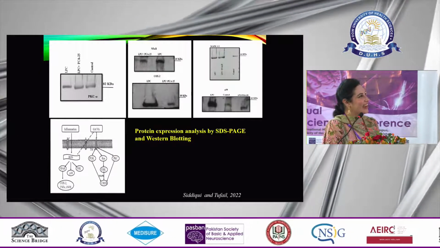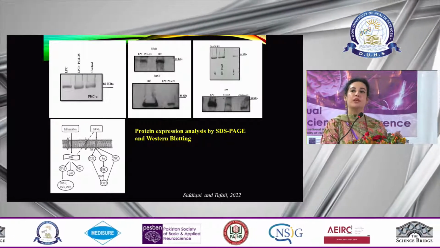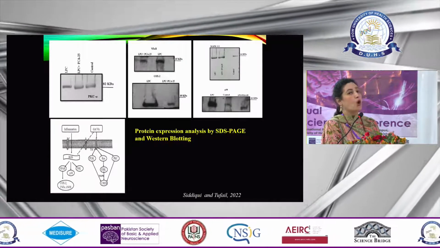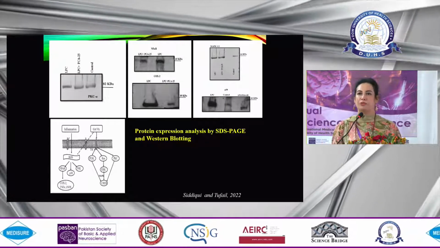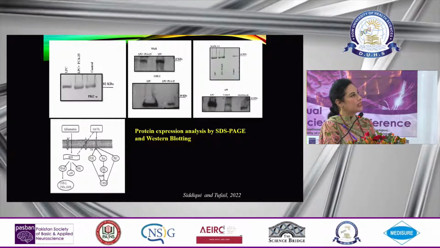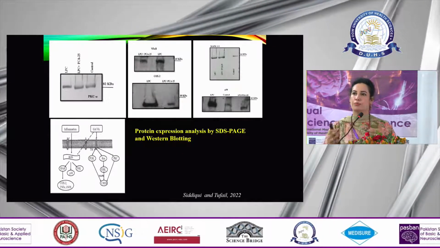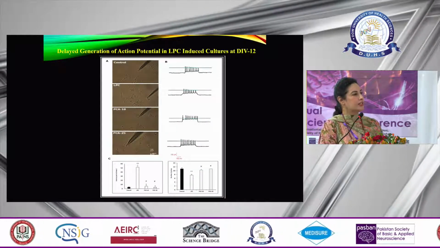We also see the expression of the pro-inflammatory markers NF-kappa B and COX-2, cyclooxygenase 2, which only increase when there is inflammation. After treatment of cells with protocatechuic acid, the expression of both decreases if you compare it with the LPC treated cultures. Okay, this is the last slide.